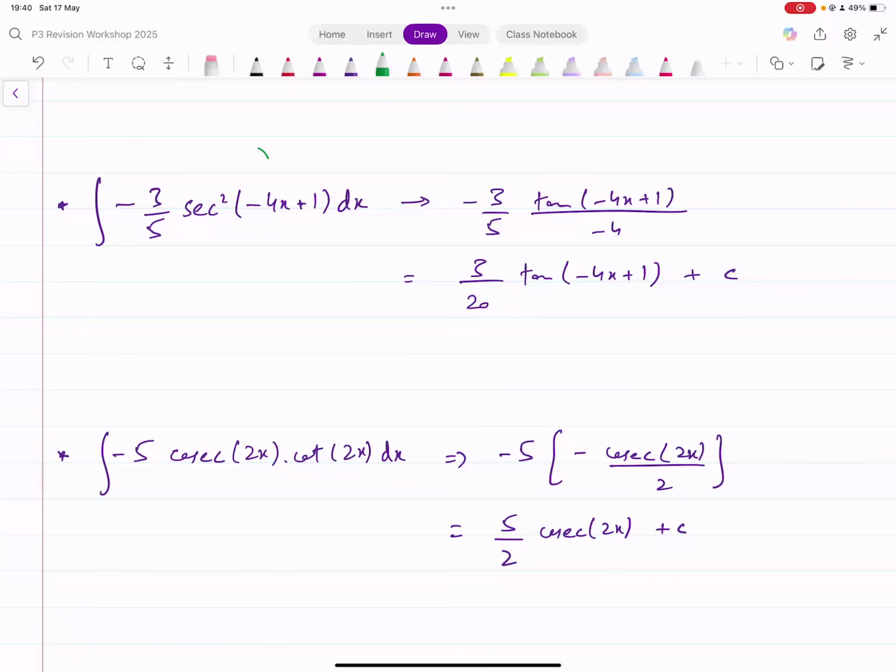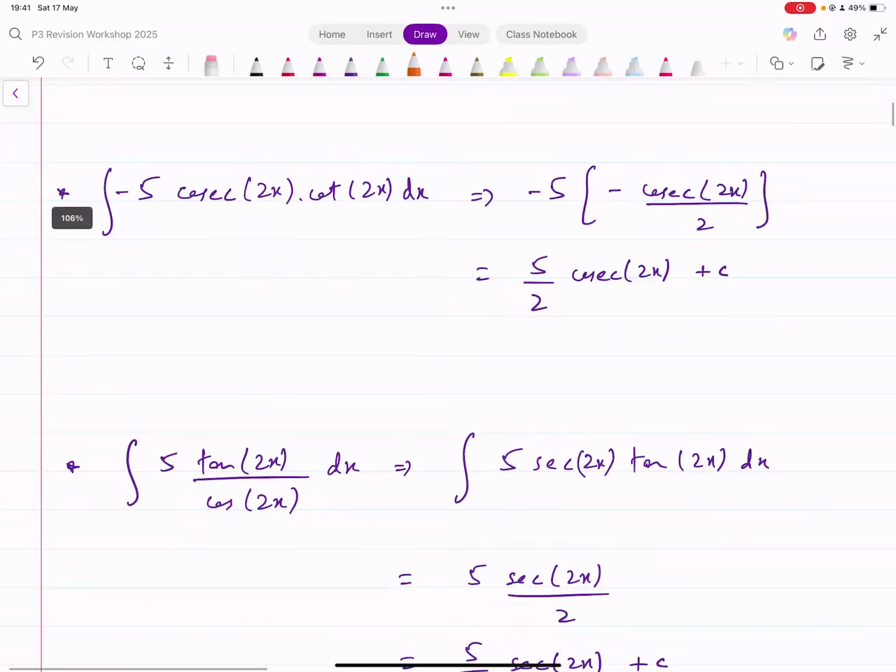So if you have minus 3 over 5 into secant square of minus 4x plus 1, integration of secant square, what's that? That is tan. Integration of secant square is tan, so that minus 3 over 5 remains as it is. Tan of minus 4x plus 1 divided by minus 4, that's the result that you get from this.